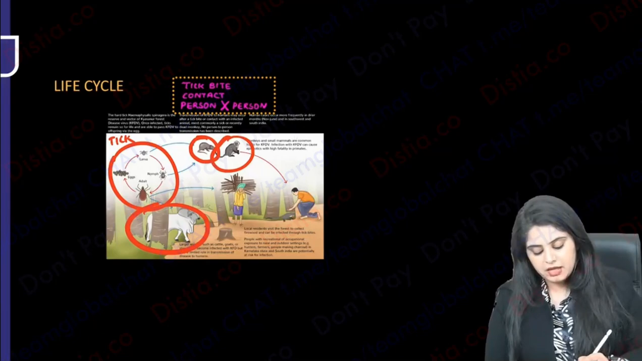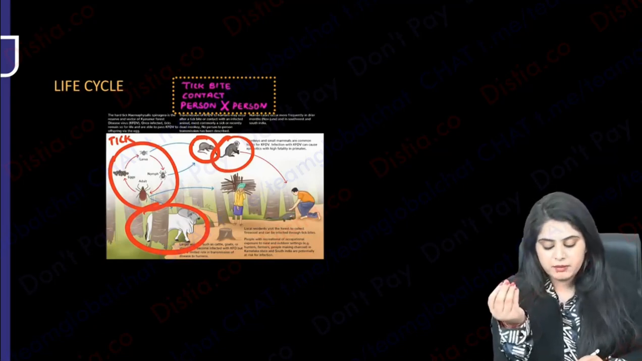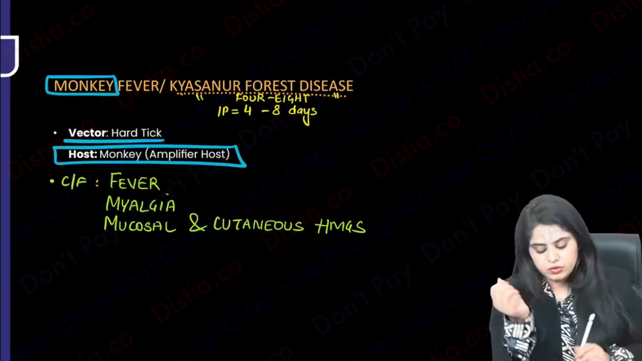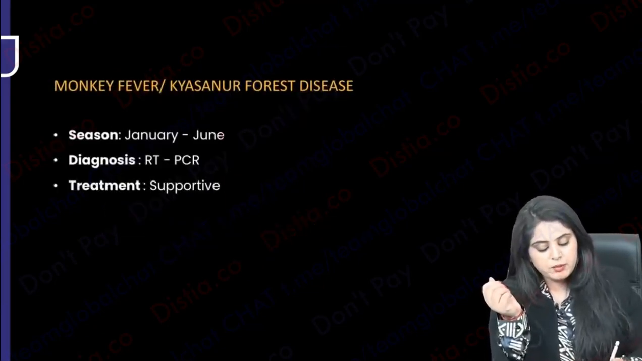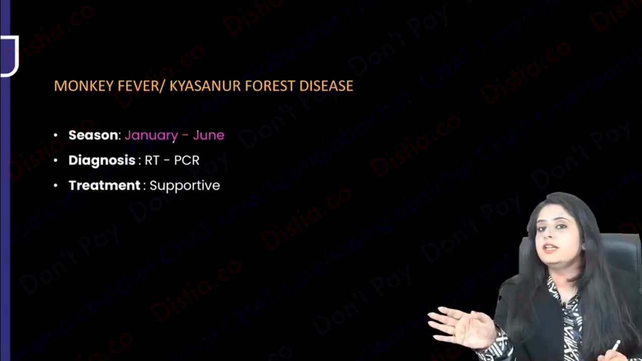Okay, so now coming back, how is the epidemiology and the diagnosis going to be? In the epidemiology, remember, ye jo forest wala disease hai, ye first half of the year means January to June. This is where it is seen. So it is more commonly seen in the January to June season. Other than that, in the diagnosis, I have nothing new to teach you.